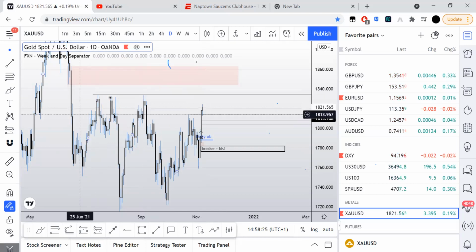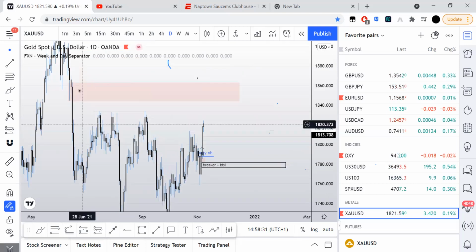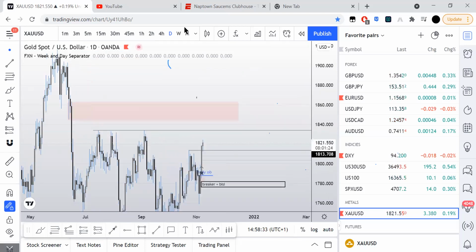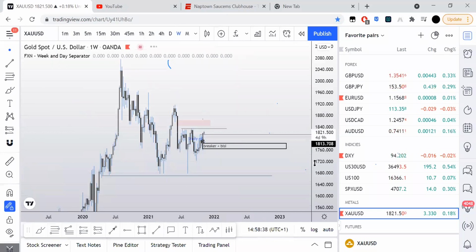So I'd rather watch this get taken out first and then for price to potentially come up into here and respect this, or come up into a higher premium and then potentially start going down, and then come into this.